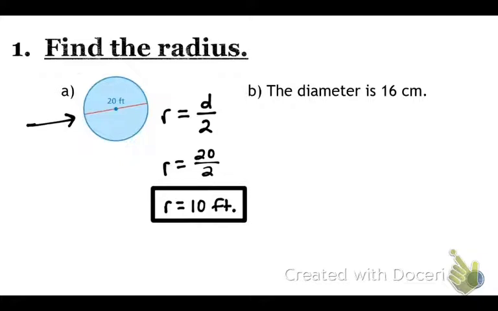Yes, because look right here. This all the way across is 20. If I wanted the radius, that would just be from the center to the edge. What's half of 20? 10. So that's how we got the radius. Let's go on to the next one.